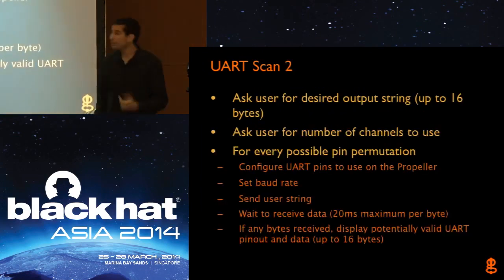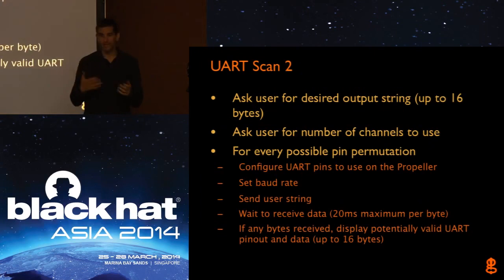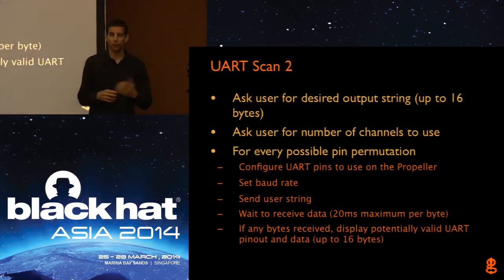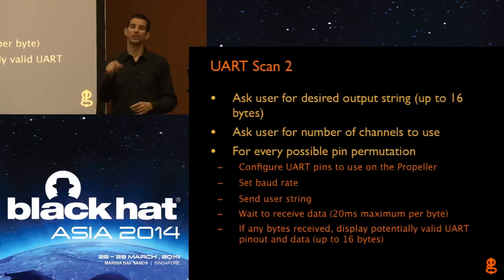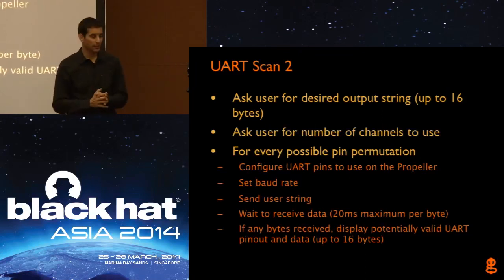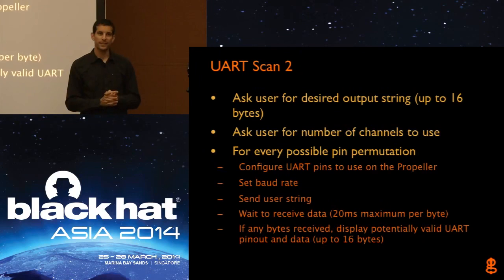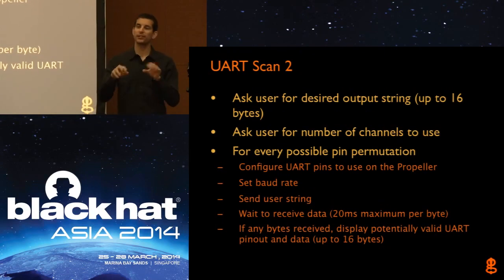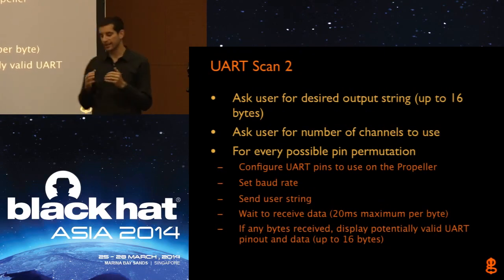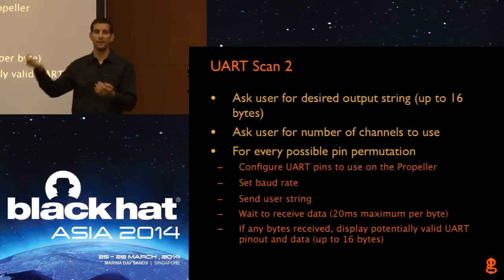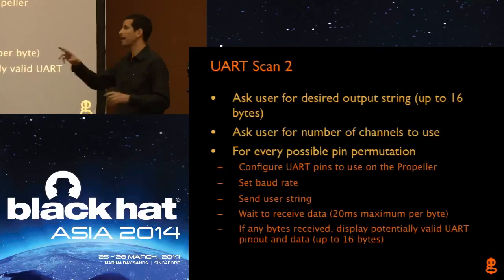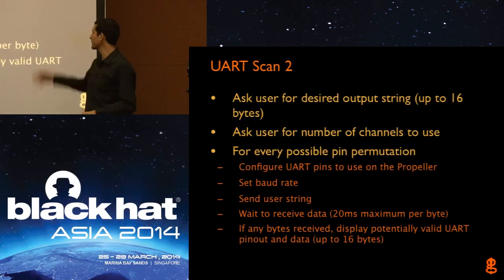So for the scan, we ask the user for a desired string. And normally it's just carriage return. When you connect up to a system, you'd usually hit enter to try to wake up the system. Maybe you know that the system requires some other sequence, some other keystrokes. So you have up to 16 bytes that you can enter to send on what you think the TX pin is. And then we're going to look for responses on what we think the RX pin is. And then we try all the different permutations. So that's basically what we do.